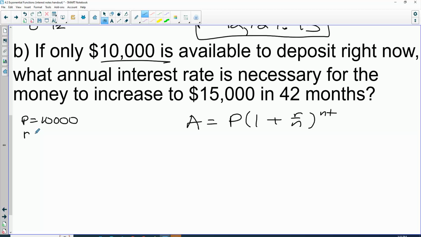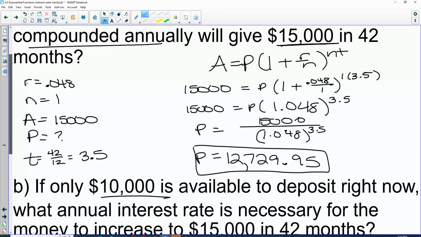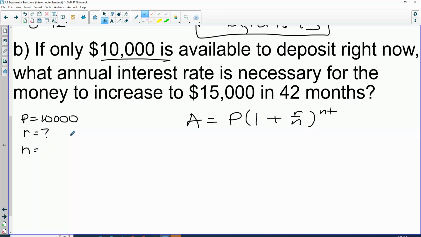Okay, I'm trying to find my interest rate. I don't know that one. I did not specify that. Let's assume it's the same as above. Still compounding annually, so just one time a year. My T is still the 42 months, which we said was 3.5 years. I still want to get 15,000, so my A is the same. So the only thing that changed is now I'm looking for the interest rate.